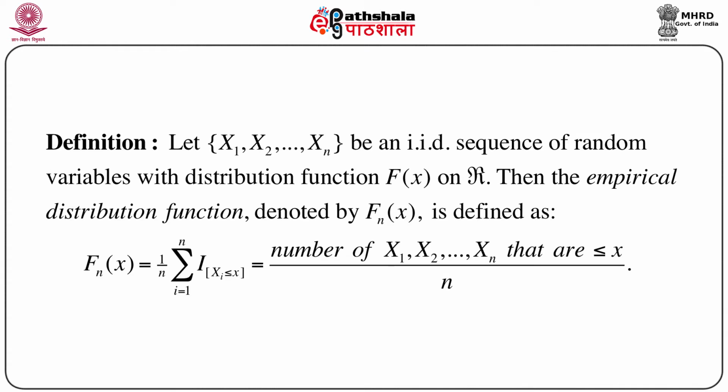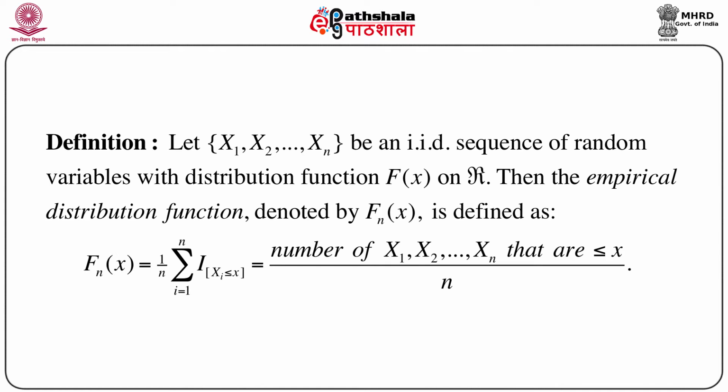First, we define one important concept through which we can immediately see that there exists a connection between probability and the data-oriented statistics of the data x1, x2, ..., xn. So let x1, x2, ..., xn be a sequence of IID random variables with distribution function capital F(x) defined on R, the real line.